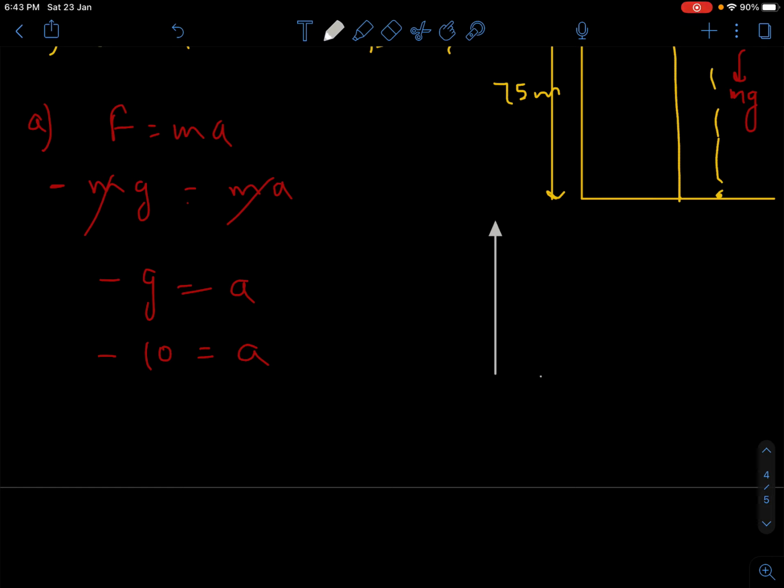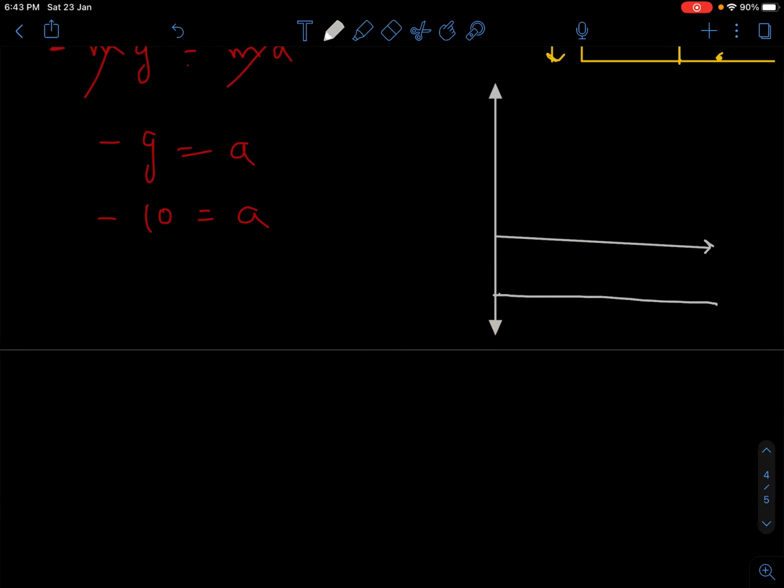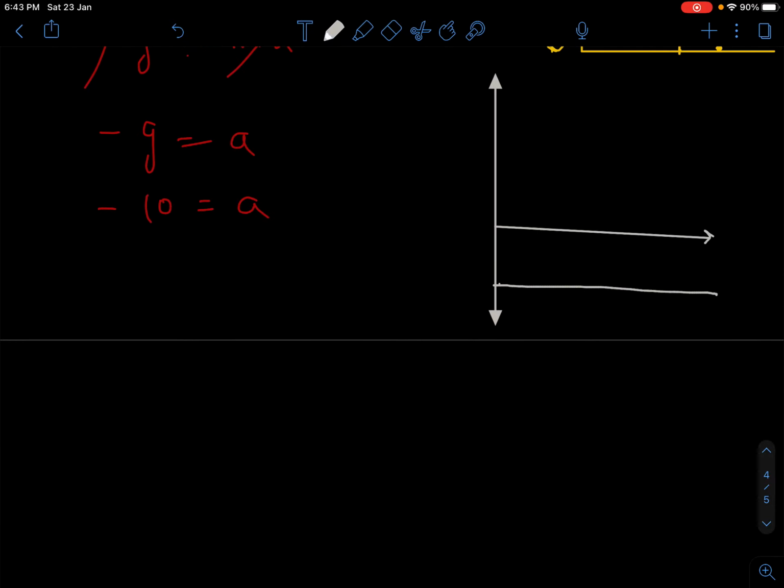That means the acceleration is constant. Okay, and it is minus 10, so negative. That means it is constant for all the time. Okay, moving forward. What is the second one?